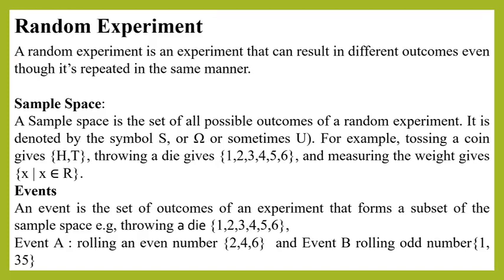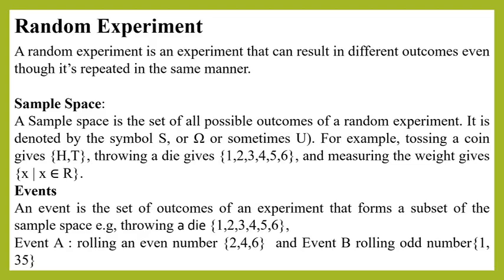Another event, let us name it event B, which is rolling an odd number. What is the probability that when we throw that die, it will give us an odd number? The odd numbers can be 1, 3, and 5. So event B, rolling an odd number, will be 1, 3, and 5, which is also a subset of the sample space. So an event is the set of outcomes of an experiment that forms a subset of the sample space.